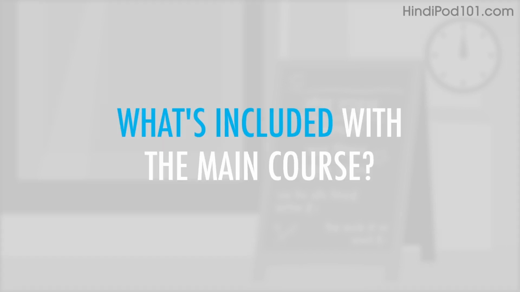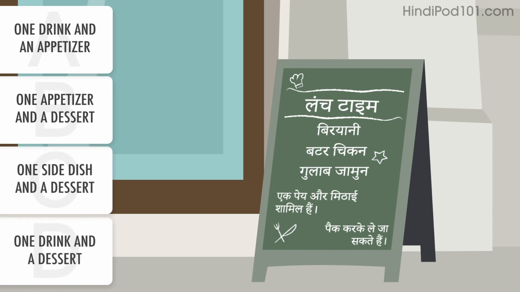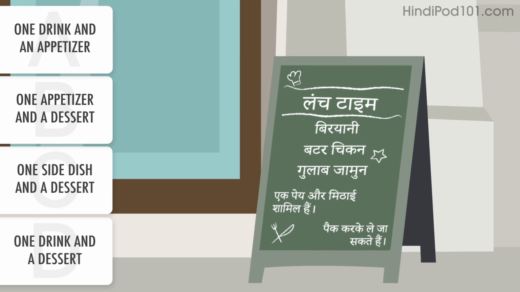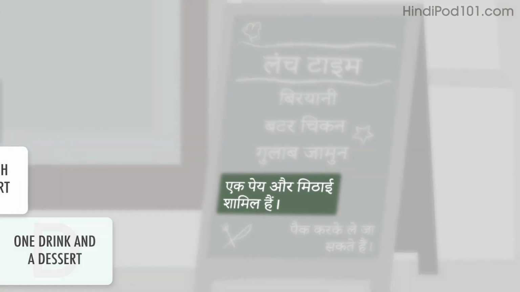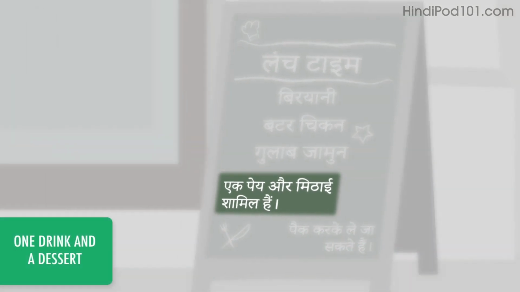What's included with the main course? The sign says one drink and a dessert are included.